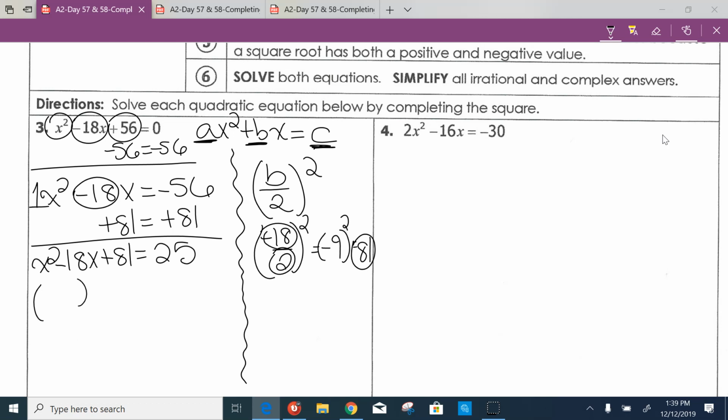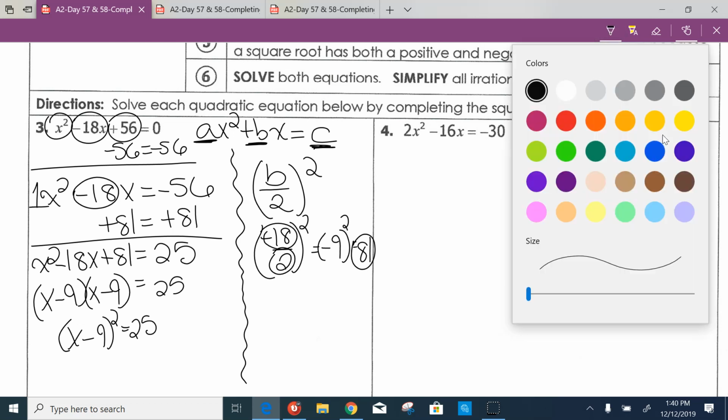I need to go ahead and factor this equation on the left. So I know to get the x squared, I'm going to have x times x. I need two numbers that multiply to give me a positive 81, but add to give me a negative 18. And that would be negative 9 and negative 9. So what I have is a perfect square. I have x minus 9 times itself equals 25.